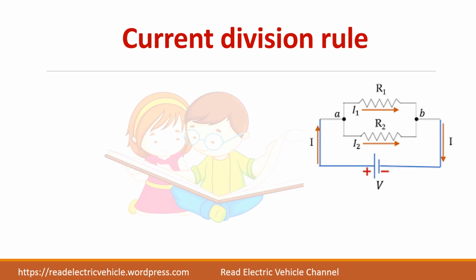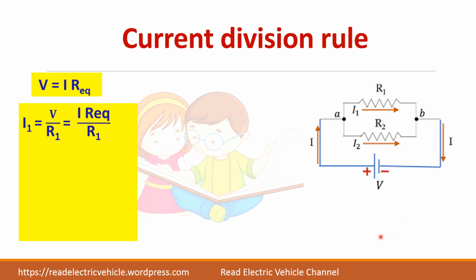Now let us find the current through each resistor. That is, we are going to find what is I1 and I2 using current division rule. So first, according to Ohm's law, V is equal to I into R equivalent, where I is the total current and R equivalent is the total resistance. So we know for a parallel circuit, R equivalent is equal to R1 R2 divided by R1 plus R2.